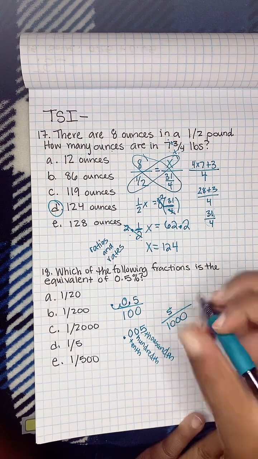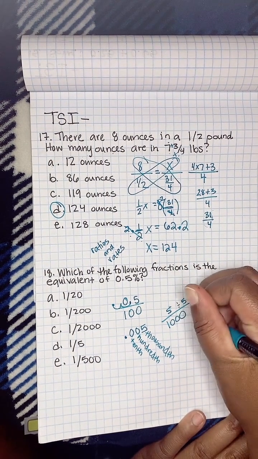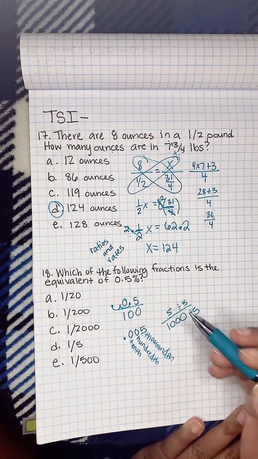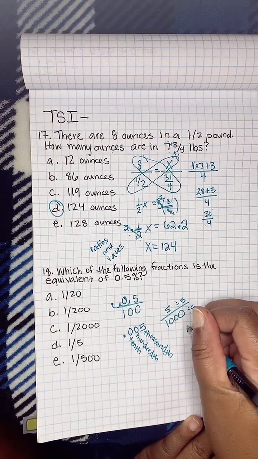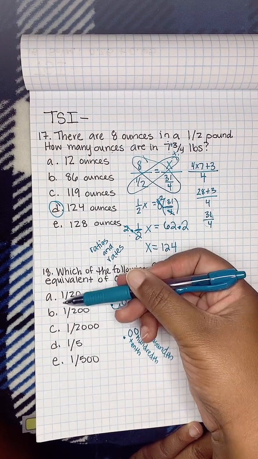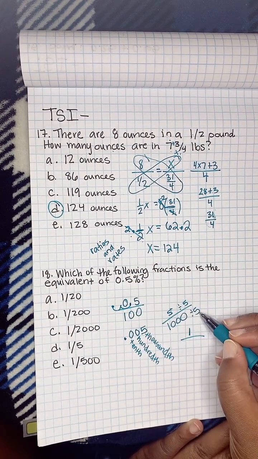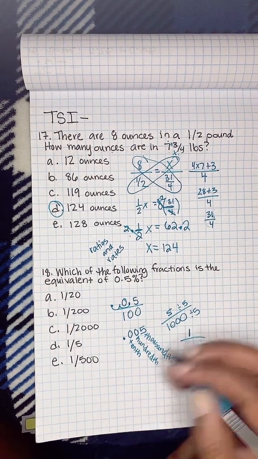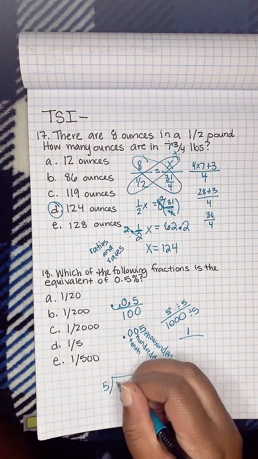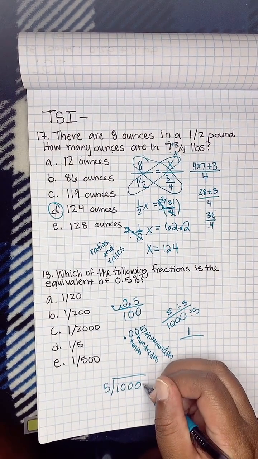5. Good. Yes. So we could divide this by 5 and we could divide this by 5. So 5 divided by 5 is 1. Okay, so that doesn't help us because all of these are 1. And then we need to do 5 into 1,000.